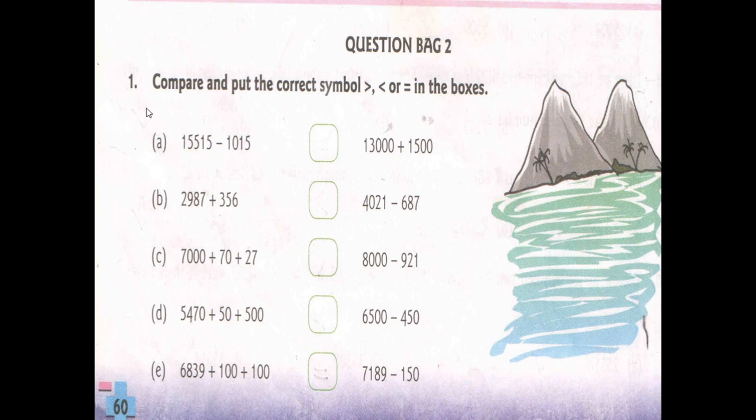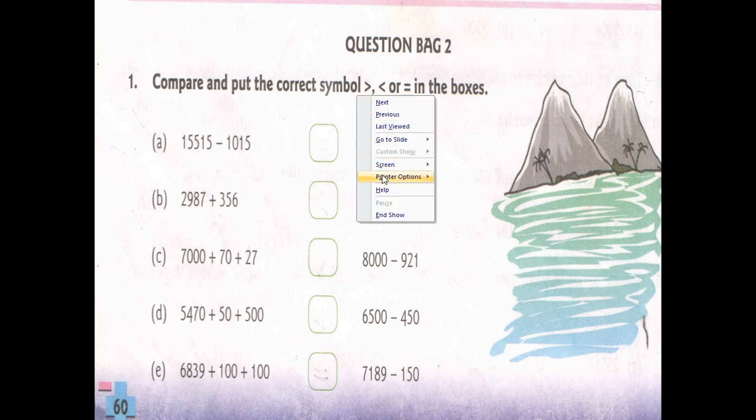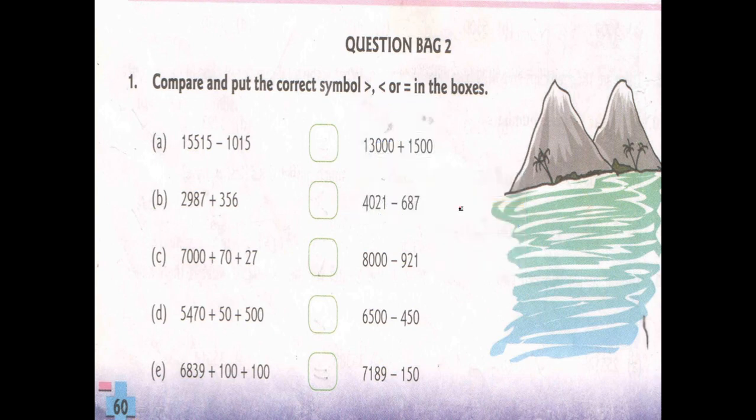Question number 1. Compare and put the correct symbol: greater than, less than, or equal to. This one is greater than, this one is less than, this one is equal to. So what comes here? First of all, we are solving this number.